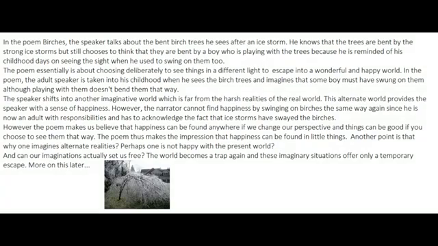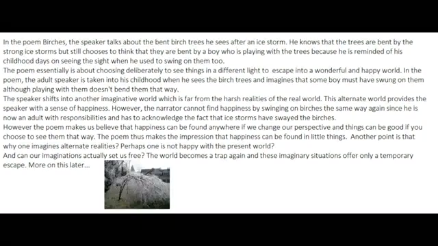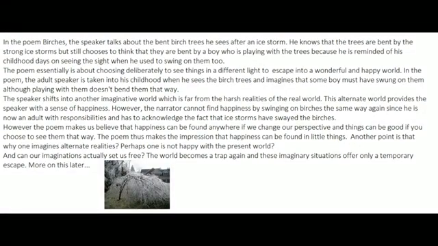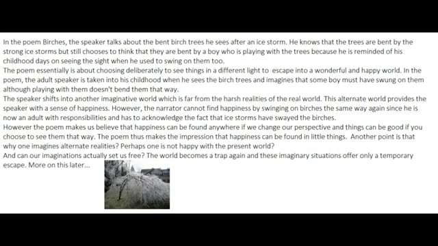So this is the main idea of the poem. By seeing the birch trees, he's reminded of his childhood when he used to bend the trees himself. Okay, and now he chooses to think that these trees that I'm seeing hit by the ice storm, that are bent, they are bent not by the ice storm but by some little boy. So this is what he's thinking. So this is imagining. The poem essentially is about choosing deliberately to see things in a different light, to escape into a wonderful and happy world.